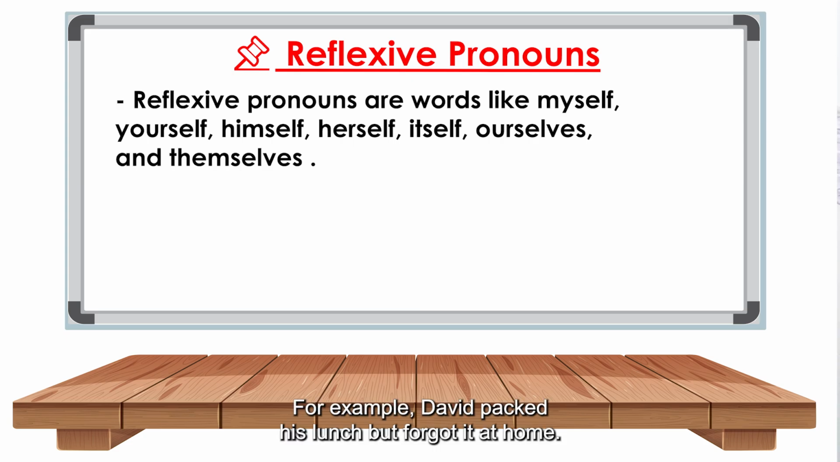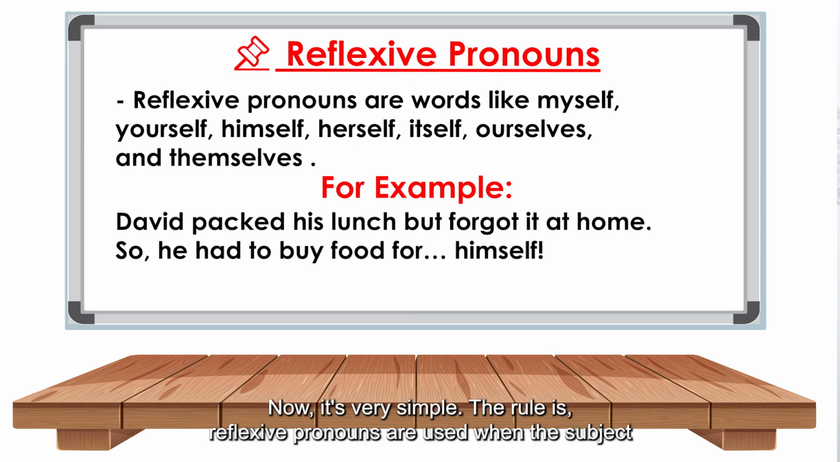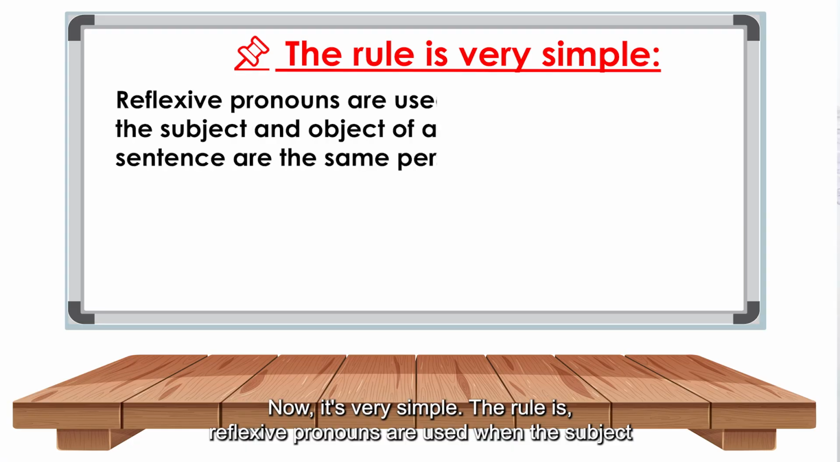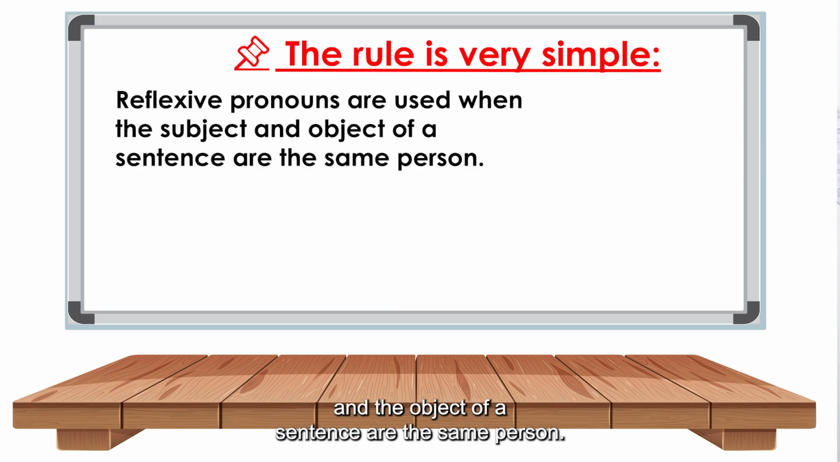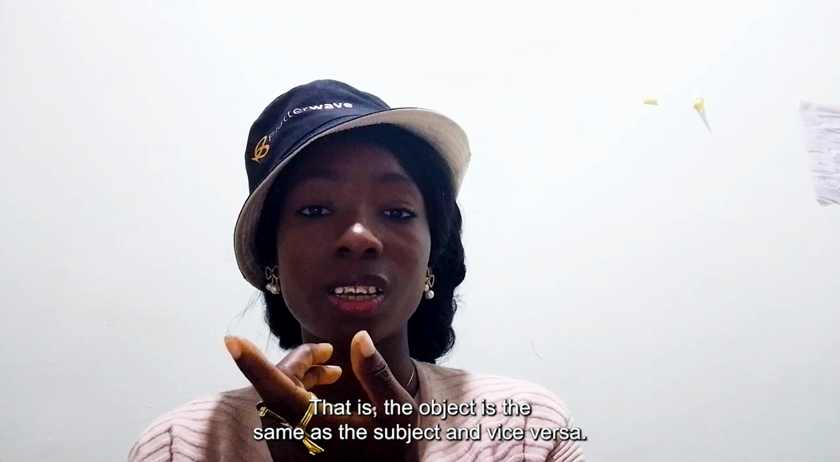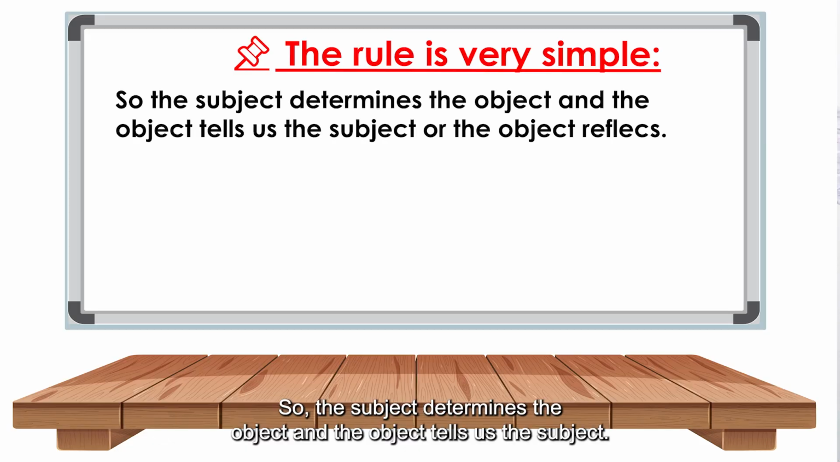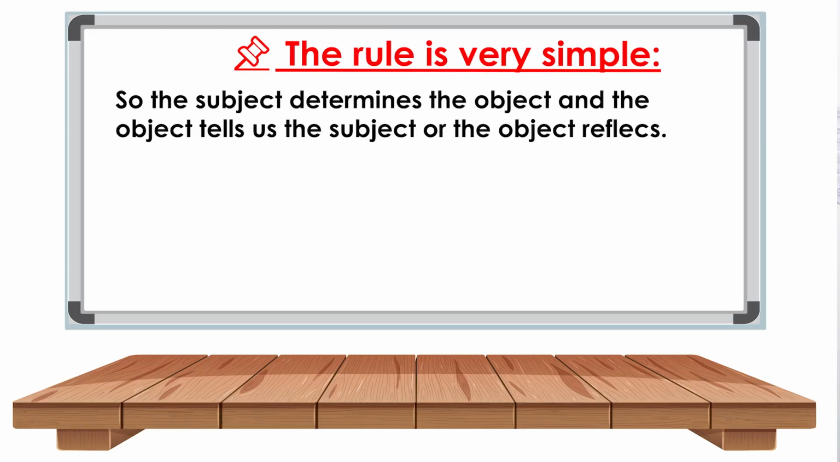For example, David packed his lunch but forgot it at home. So he had to buy food for himself. Now it's very simple. The rule is reflexive pronouns are used when the subject and the object of a sentence are the same person. That is, the object is the same as the subject, and vice versa. So, the subject determines the object, and the object tells us the subject.